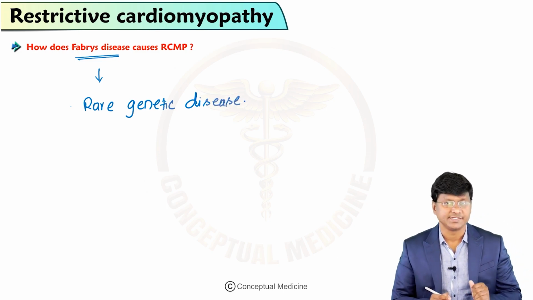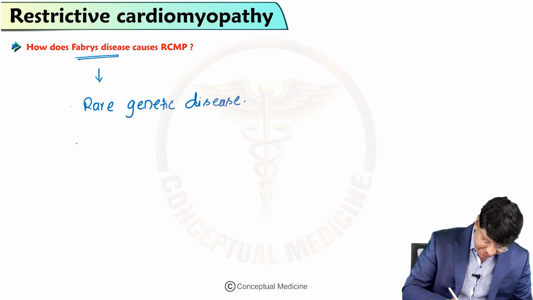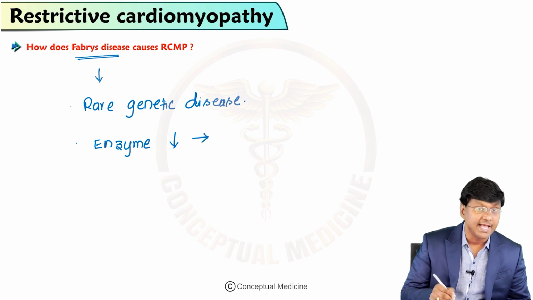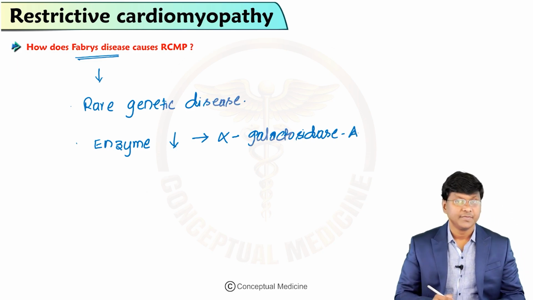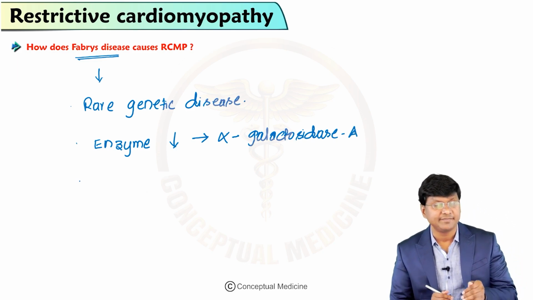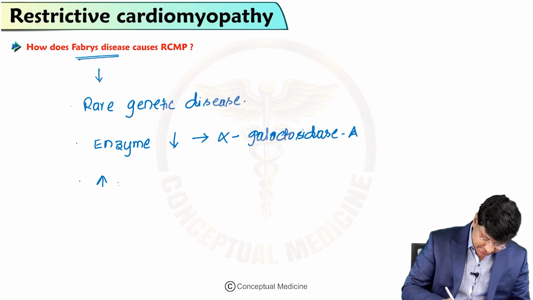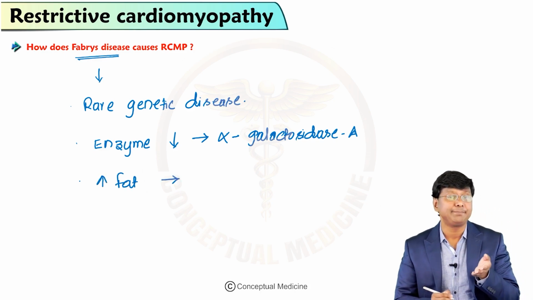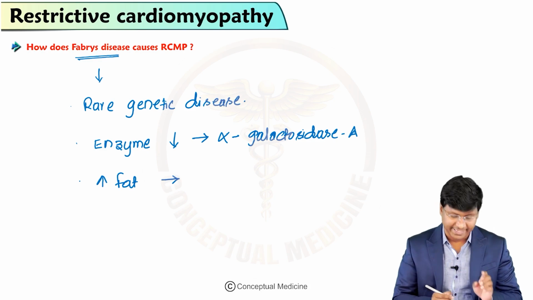Right, it is a rare genetic disease, and it is the disorder which is characterized by deficiency of the enzyme alpha galactosidase A. This particular enzyme deficiency will cause buildup of a type of fat, and that particular fat is called globotriosylceramide.